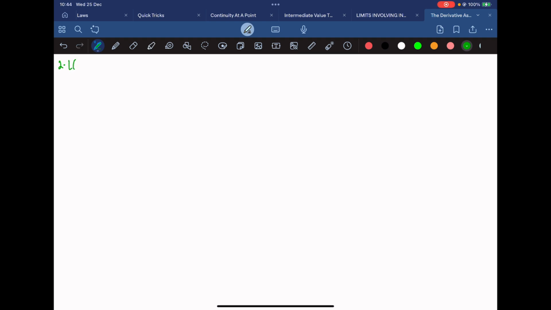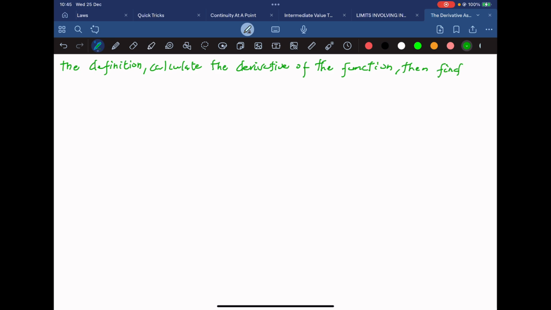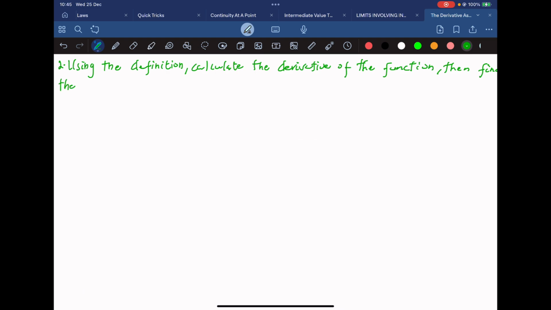Our question 2 is: using the definition, we have to calculate the derivative of the function, then find the values of the derivatives as specified.